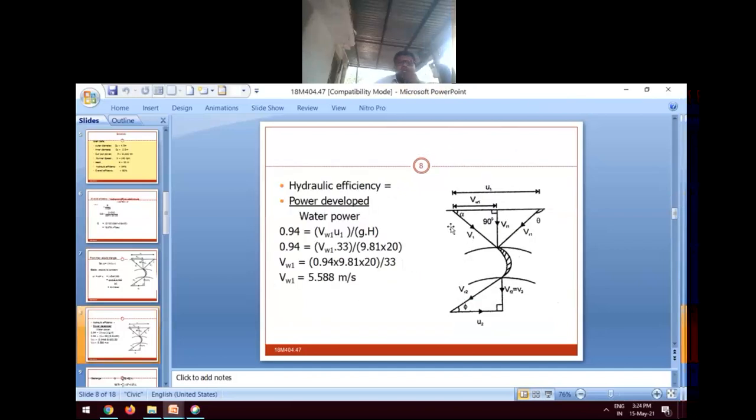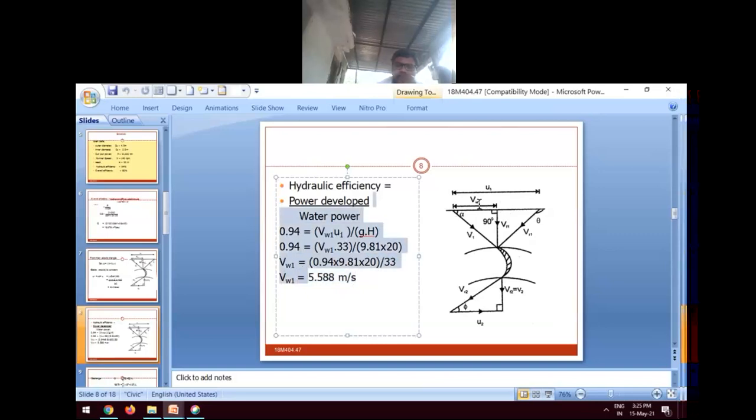Then from the hydraulic efficiency formula you can calculate the Vw1 also. For calculating Vw1, we have to use the hydraulic efficiency formula, that is hydraulic efficiency equal to power developed by water power, that is equal to Vw1 U1 by gH. Here hydraulic efficiency is known, so we take 0.94 directly. You don't know Vw1, so I kept it as Vw1. U1 you calculated, that is 33, g is 9.81, head available 20. From that you can easily calculate Vw1. 0.94 into 9.81 into 20 divided by 33, we will get Vw1 equal to 5.588 meters per second.